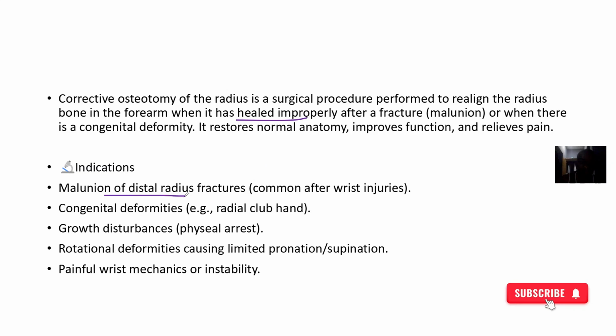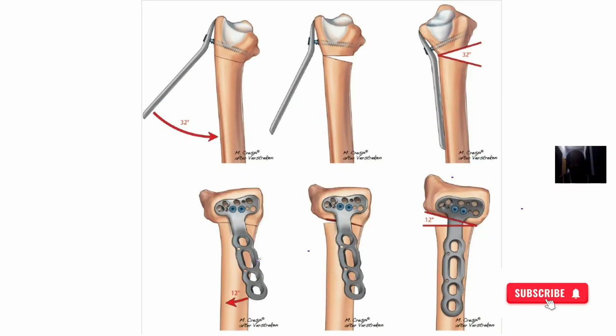If there's malunion of the distal radius fractures, there's sometimes congenital deformities. So there's a way the radius is not arranged properly. I think in club hand the radius is like this, like the bone is like this. Do you understand? Like a club that you use in playing golf. Sometimes growth disturbances, sometimes rotation deformities, sometimes painful wrist mechanics or instability.